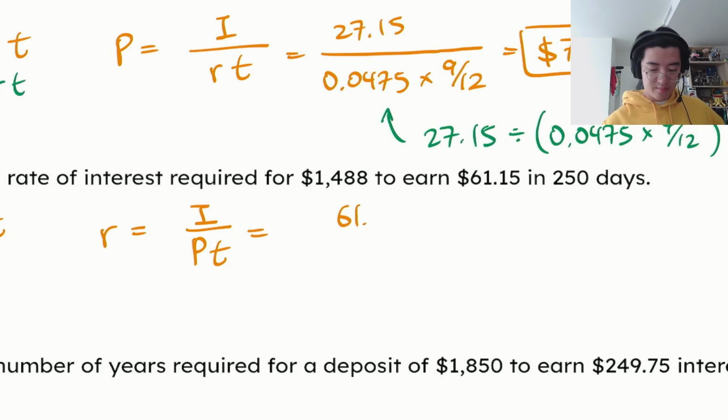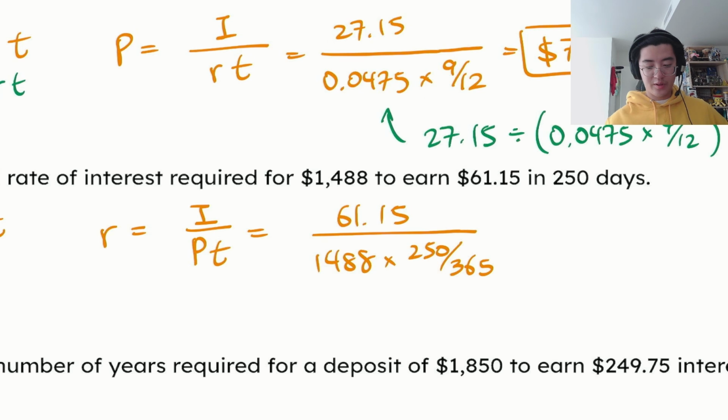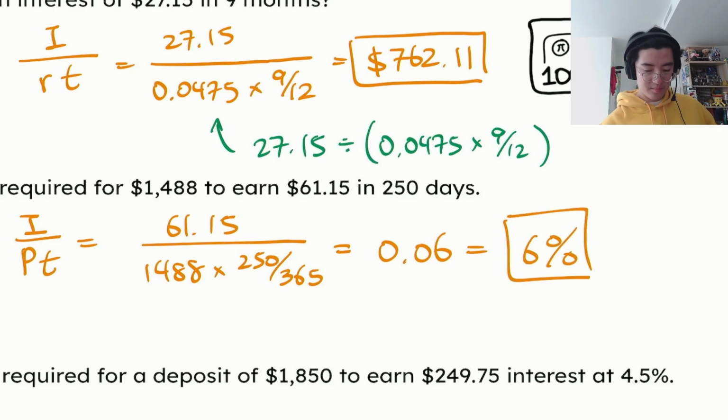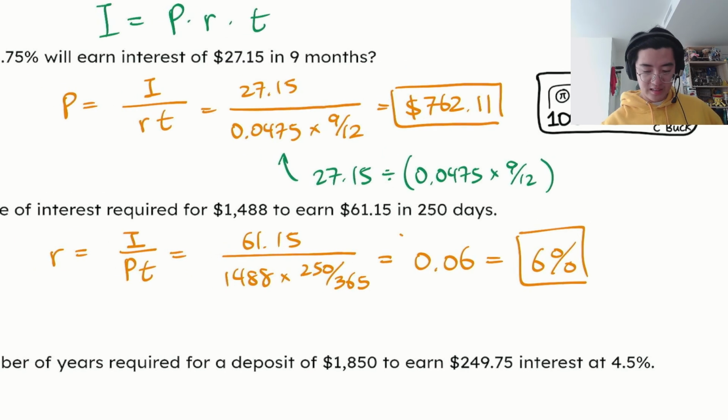So 61.15 over 1,488 times 250 over 365. Right, again, remember to watch out for the order of operations. You get 0.06, which is 6%. Right, and again, you can just leave it as a decimal if you like.